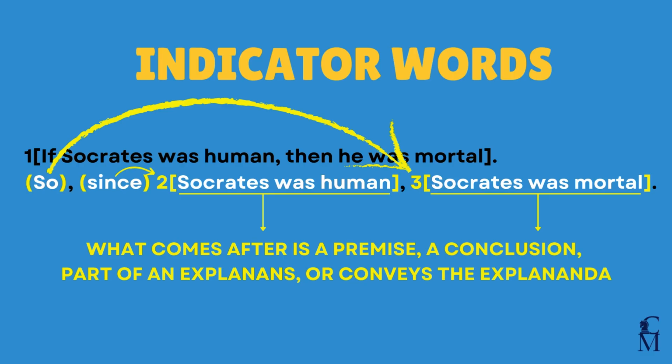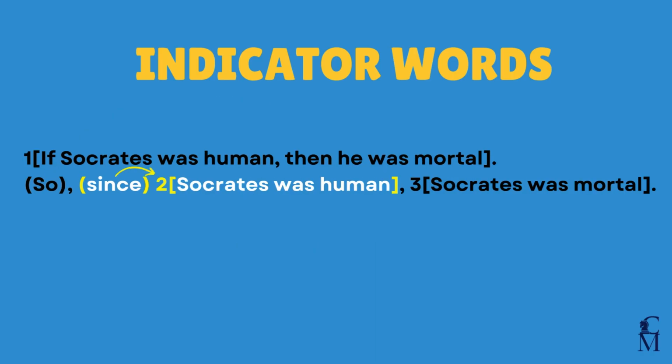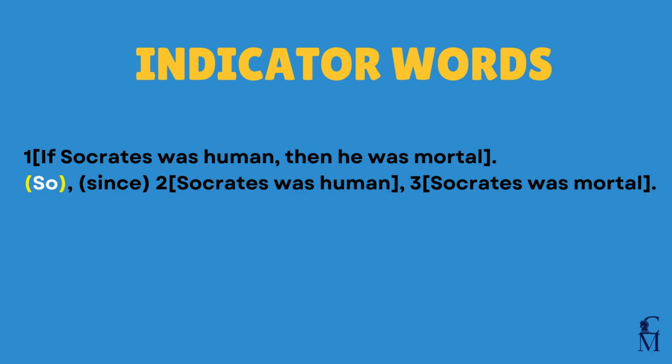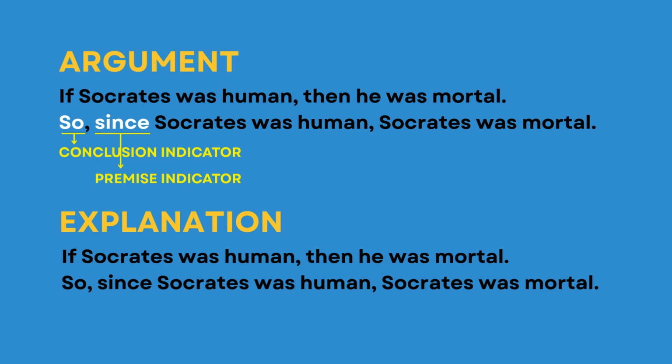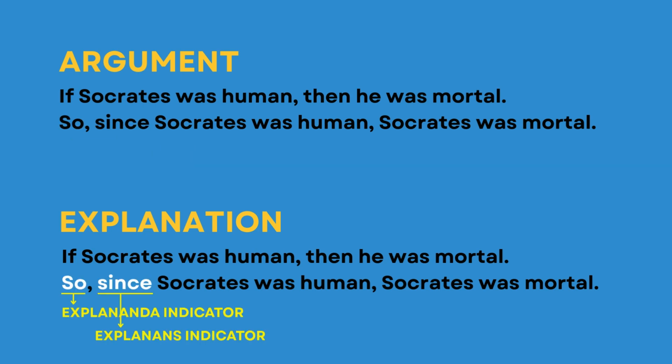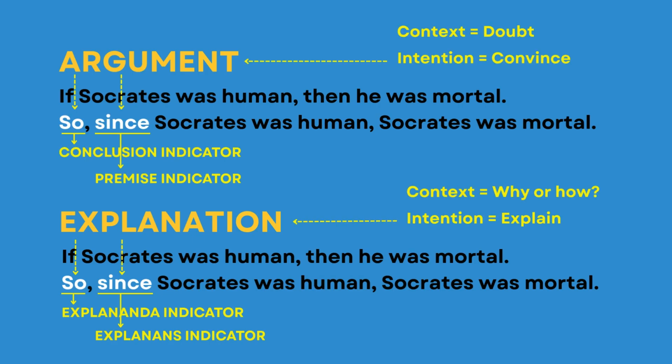In the case of our example, the word since indicates that the statement that follows it, which is statement 2, Socrates was human, is either a premise or part of the explainans. The word so indicates that the statement that follows it, which is statement 3, Socrates was mortal, is either a conclusion or conveys the explananda. What determines whether these indicator words are premise or conclusion indicators, or indicates that a statement is part of the explainans or conveys the explananda, is the intention behind the use of the sentence.